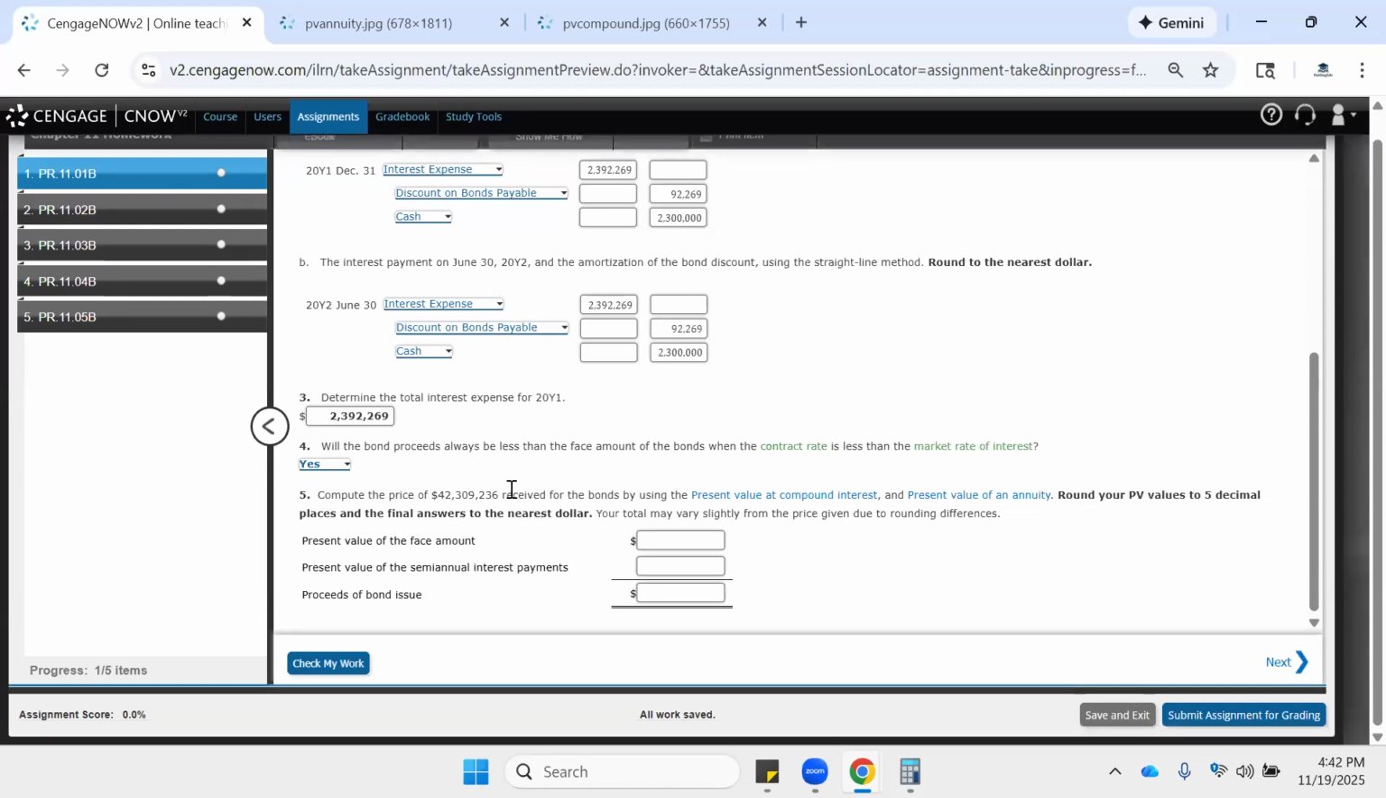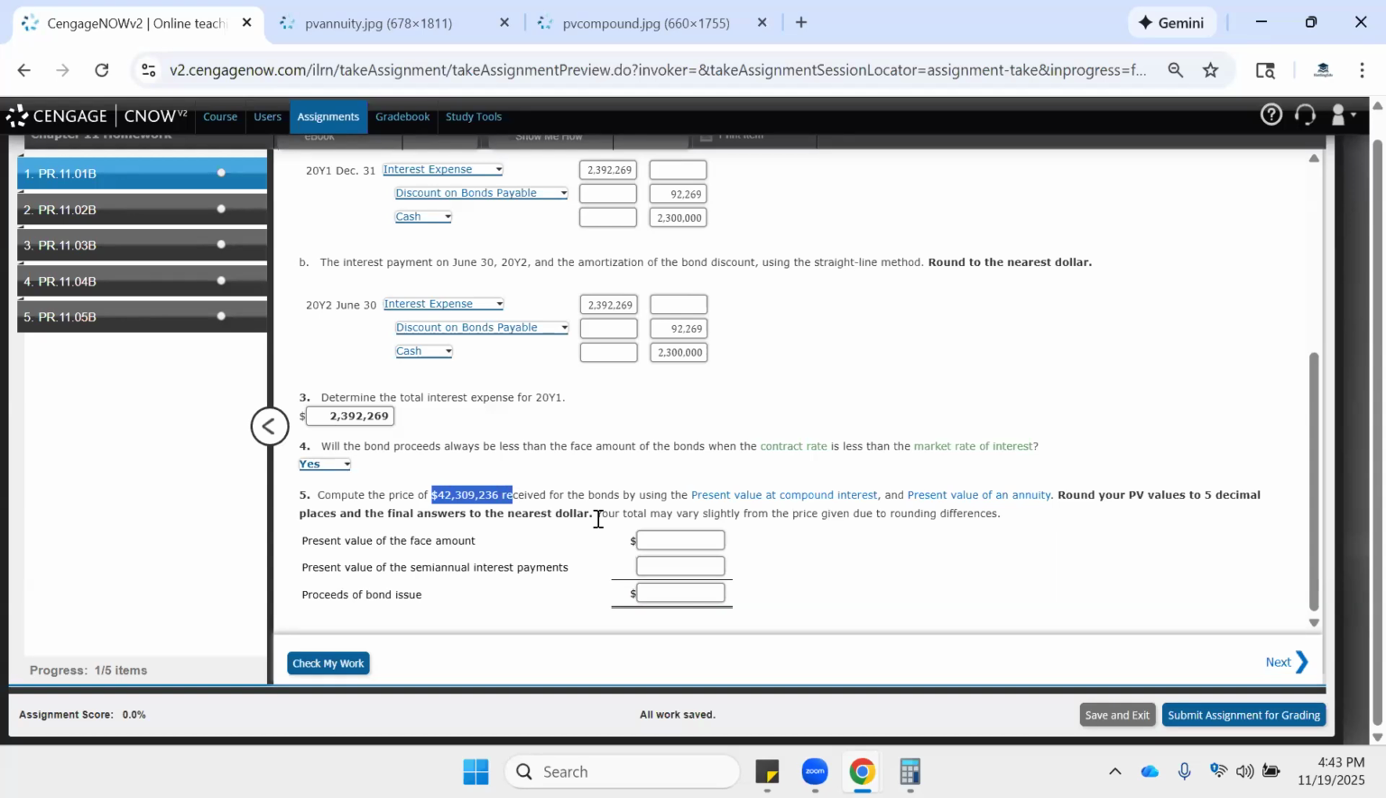And we're going to do some of the calculations now to calculate the present value of the face amount, the present value of the semi-annual interest payment, and then the total proceeds of the bond issue. And ideally, the price that we come to is going to equal 42,309,236. That's what this is saying, but we have to recalculate that.